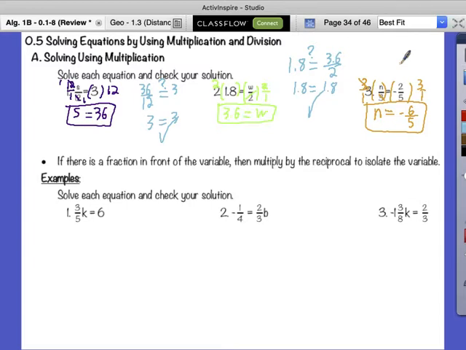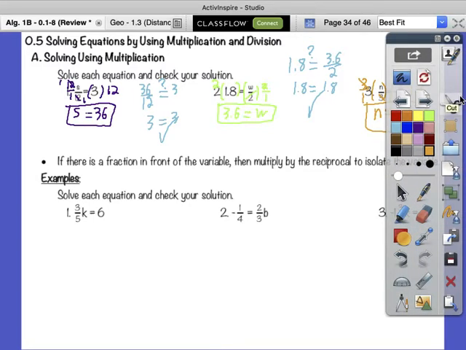This will be handy for our next examples. If there's a fraction in front of the variable, multiply by the reciprocal to isolate the variable. What does isolate mean? Get by itself. So if there's a fraction in front of the variable, like 3/5 k, we're going to want to multiply by the reciprocal to isolate it.